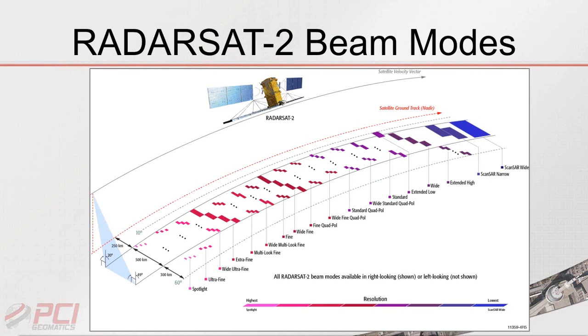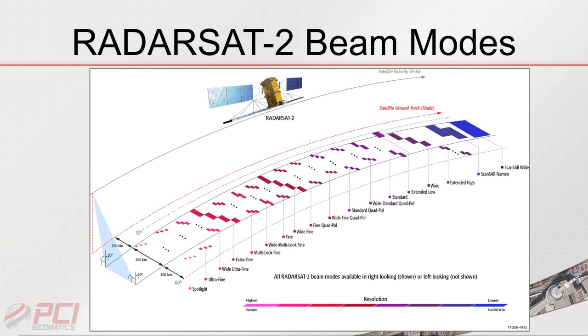heavily utilized for ship detection and ice and maritime surveillance. It offers a swath width of 500 kilometers by 500 kilometers at a resolution of 100 meters. As you can imagine, for any application where you need to cover big areas, that's a very effective and efficient way of doing so. And then we have everything in the middle.